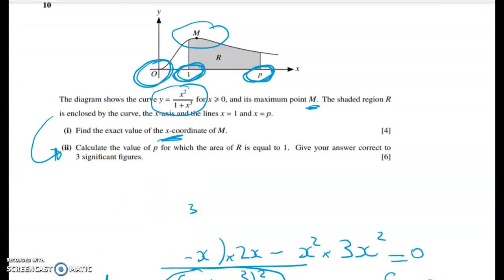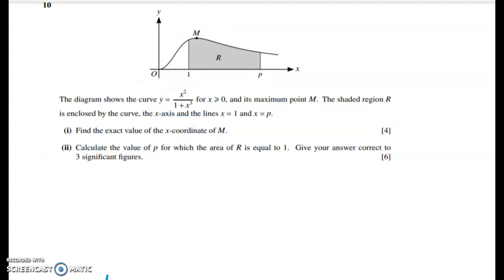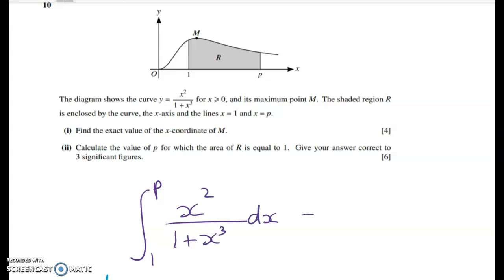Calculate the value of p for which the area of R is equal to 1. So we're going to evaluate an integral, and we have to solve for the limit of integration. So we want the integral between p and 1 of this function to equal 1.